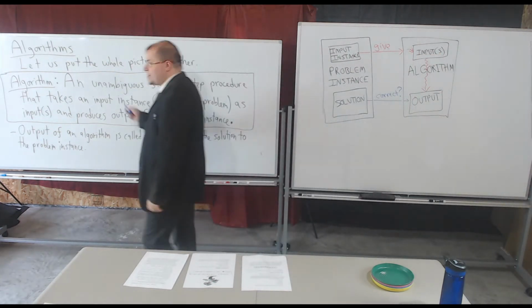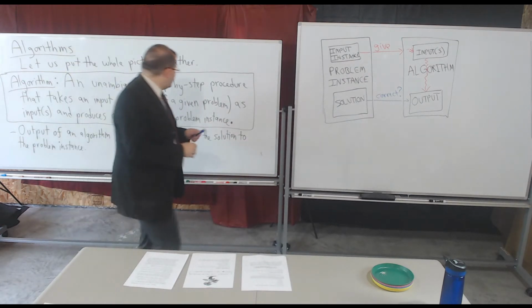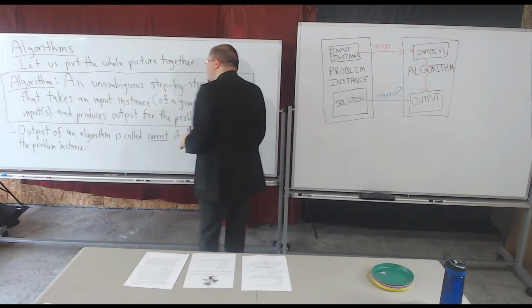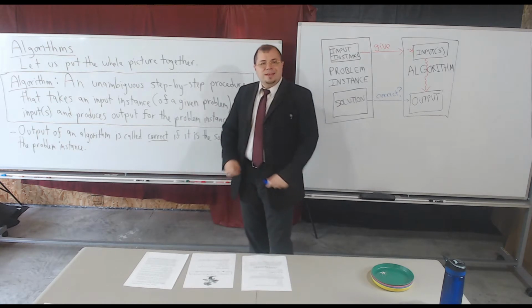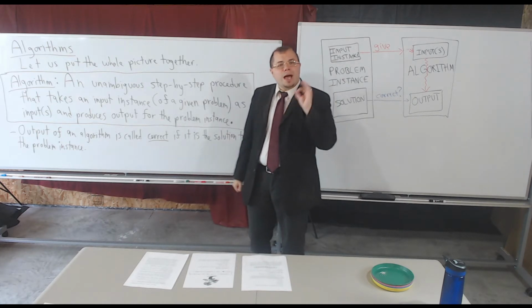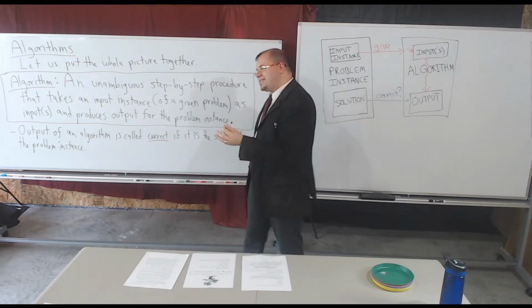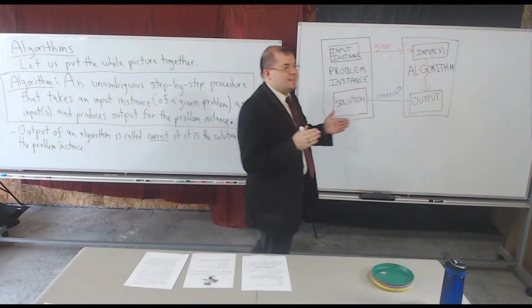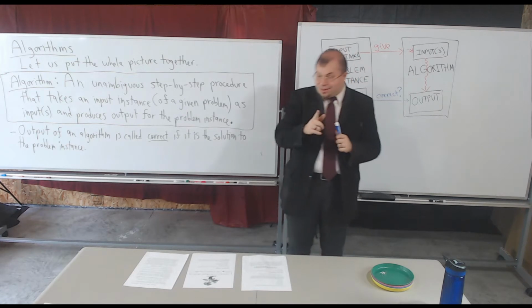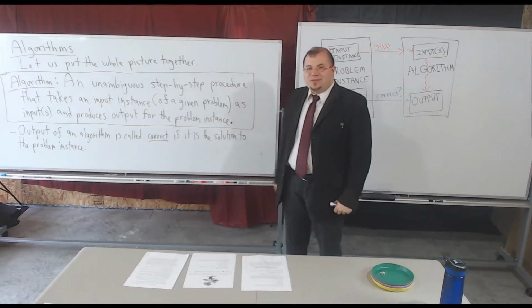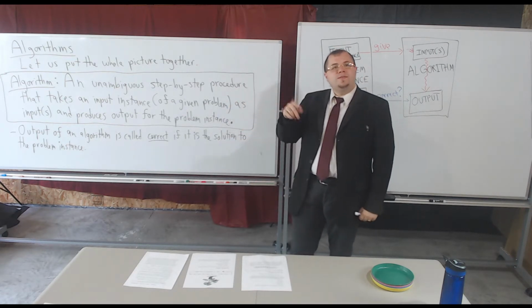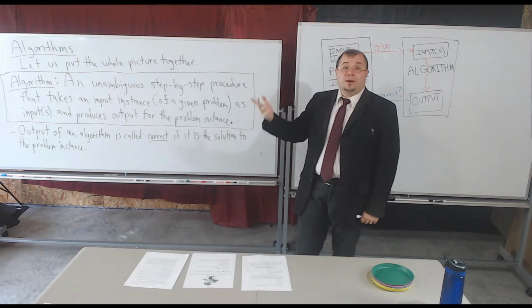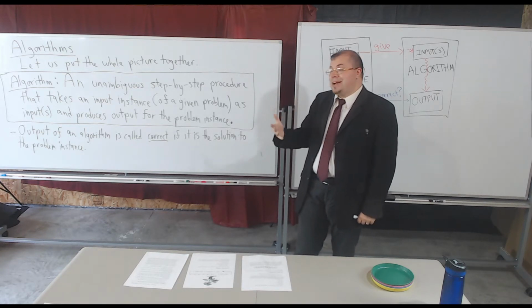Now, there's a few things I want to highlight about our definition of an algorithm. The first thing is that it's unambiguous, and that means that if I give you an algorithm, there's no way you can twist or mangle what I've said. It has to be precise and exact, meaning there isn't some way you could follow my algorithm and get the wrong answer if indeed my algorithm were correct.